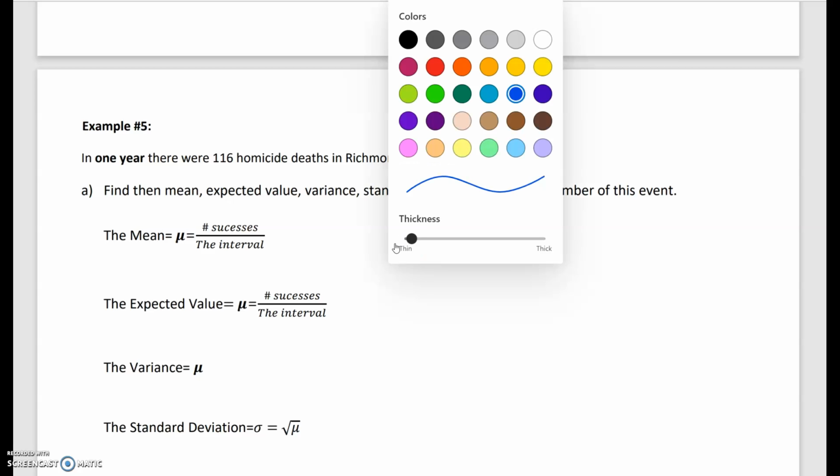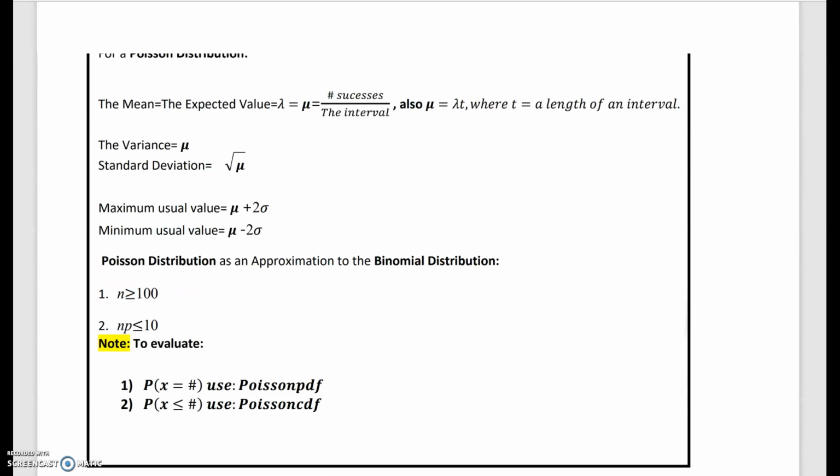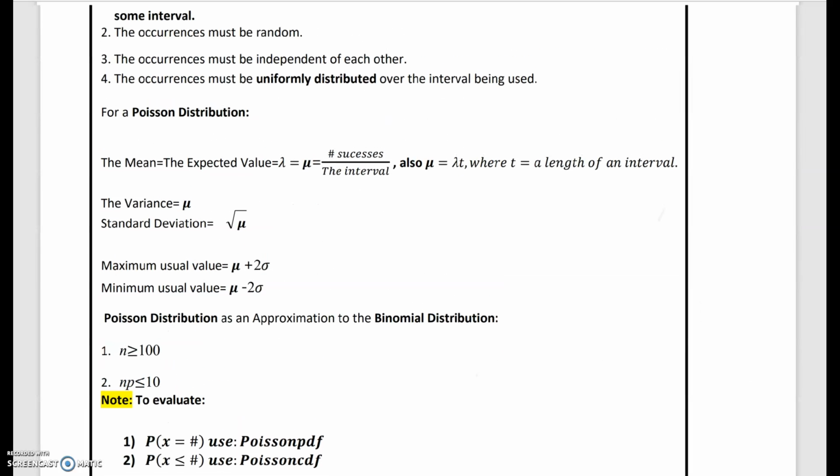Hi class, let's take a look at example 5. Now example 5, unfortunately, is a problem that has to do with homicides. We're actually going to see this actual number with the actual units as technically the number of successes for this event. The formulas that we're going to be using are basically on the handout.